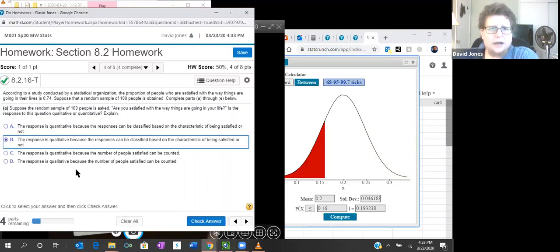C, the response is quantitative because the number of people satisfied can be counted. Well, no, that's not really what the response is. The response is yes or no. The number of people satisfied can be counted, but that doesn't make the response quantitative. Again, it just doesn't have anything to do with whether you can count them. It's what their response is. So I feel very confident in saying B.